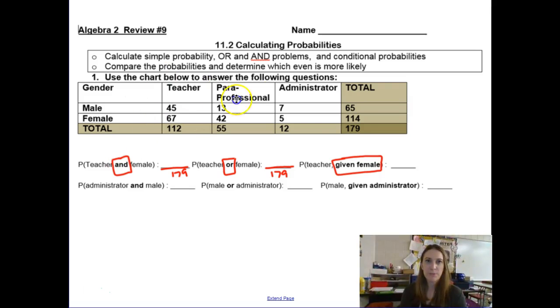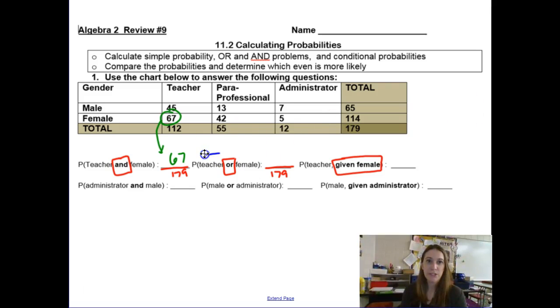So and means you go up to the table and you find that one number that represents all teachers who are both teacher and female. So female teachers is what you're looking for right there. So that's the number that goes into your fraction. And I don't mind if you guys don't reduce these. I really don't care. Or, however, is a little more complicated.